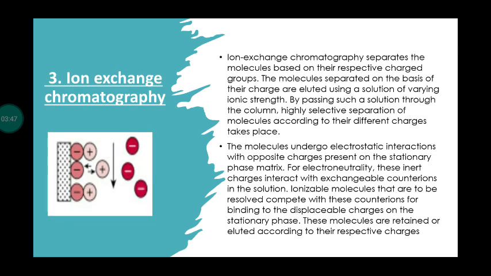Ion exchange chromatography. Ion exchange chromatography separates the molecules based on their respective charge group. The ion exchange chromatography consists of both the mobile and stationary phases. When the sample passes through the chromatographic column, molecules bind to oppositely charged sites in the stationary phase. The molecules are separated on the basis of their charge and are eluted using a solution of varying ionic strength. By passing such a solution through the column, highly selective separation of molecules according to their different charges takes place.